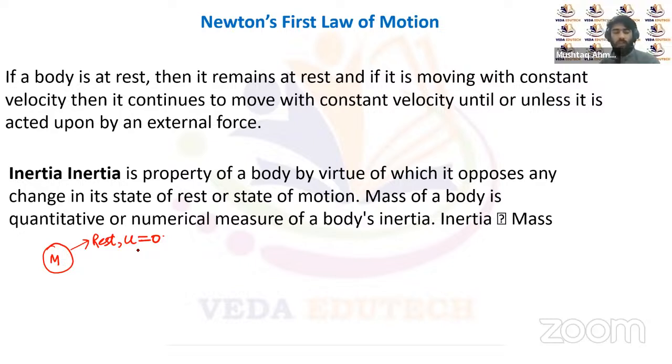Now, if we want to change the state of rest to the state of motion, it can only be done with the help of some external agency, what we call force, right? With the help of some external physical quantity, what we call force. So that's what Newton's first law of motion says: if a body is at rest, we can only change its state of rest to the state of motion if we apply some external force.